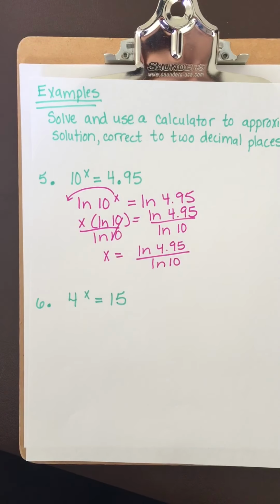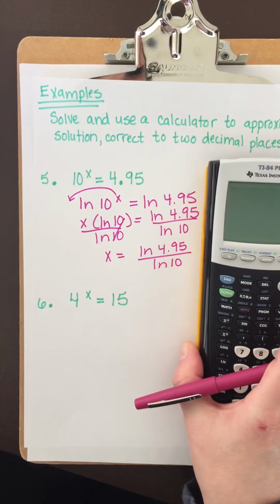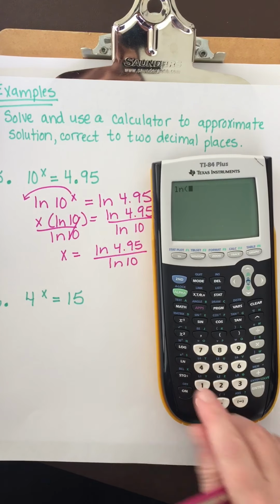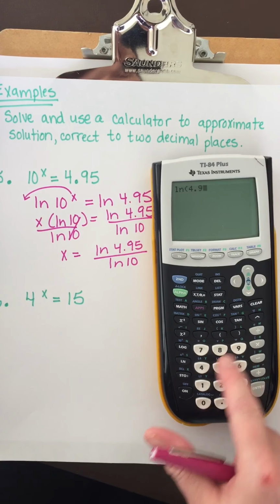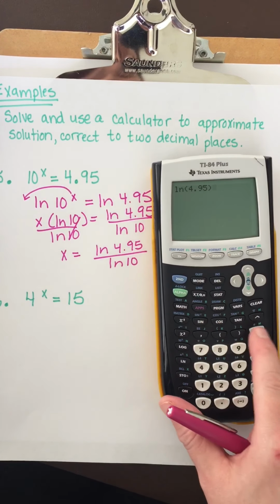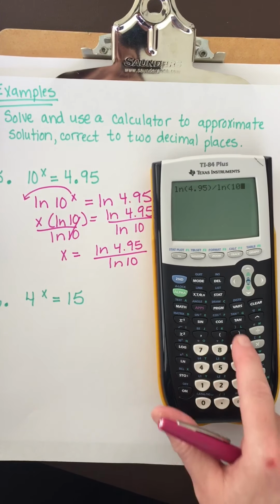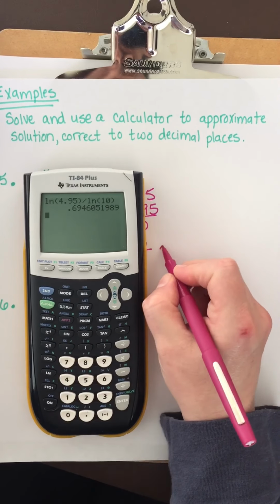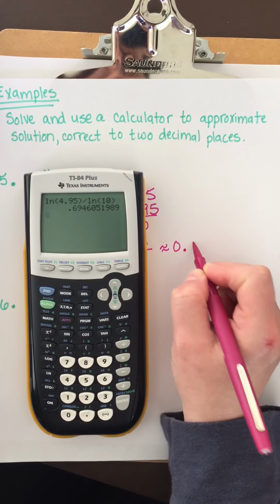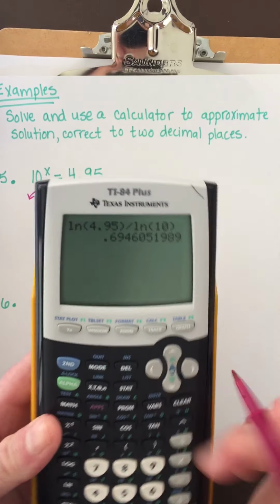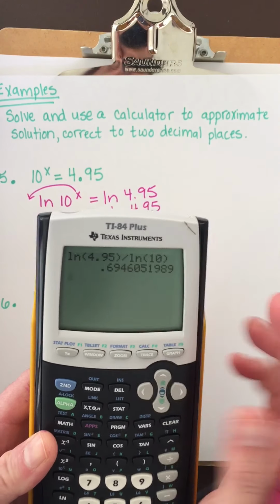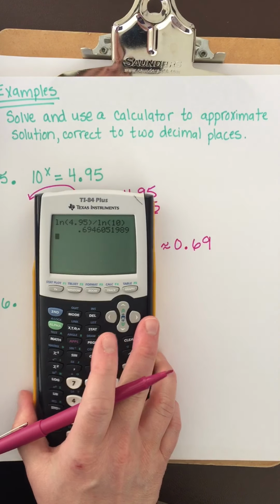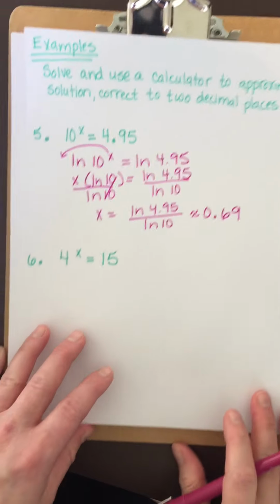And now I'm going to get out my calculator and put that in. So natural log of 4.95, close your parenthesis, divided by the natural log of 10. All right, so we get that that is approximately 0.69. Now it's 9/4, so the 9 will look at the 4 and stay the same.